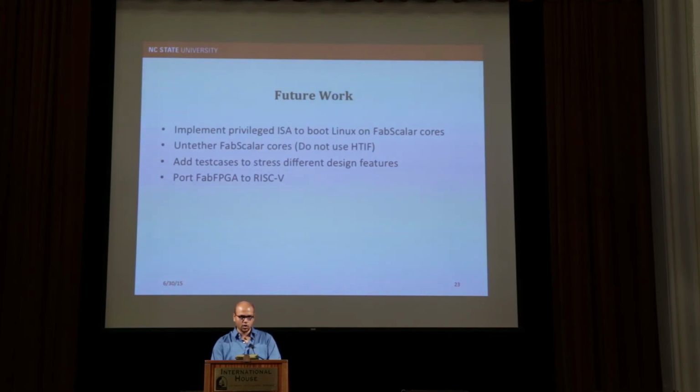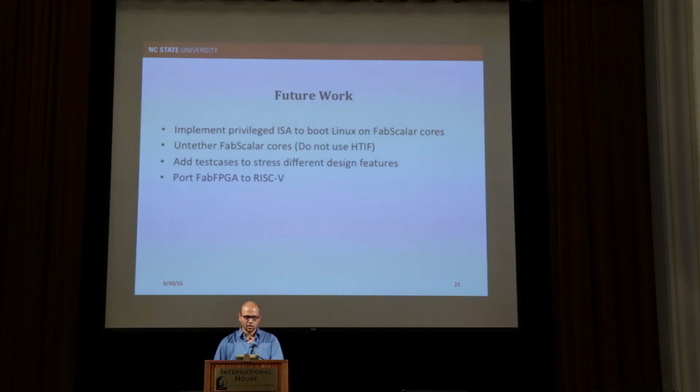In future work, we want to implement the privileged ISA to boot Linux successfully on the FabScalar cores. And of course, similar to what the lowRISC guys are doing, we want to untether the FabScalar core so that it can be an independent SoC. We need to add more test cases to stress design features. And I cannot stress this enough because we faced serious problems when we were trying to do the chips. Test cases are very important, and so is some kind of infrastructure to run them efficiently and in an automated way.